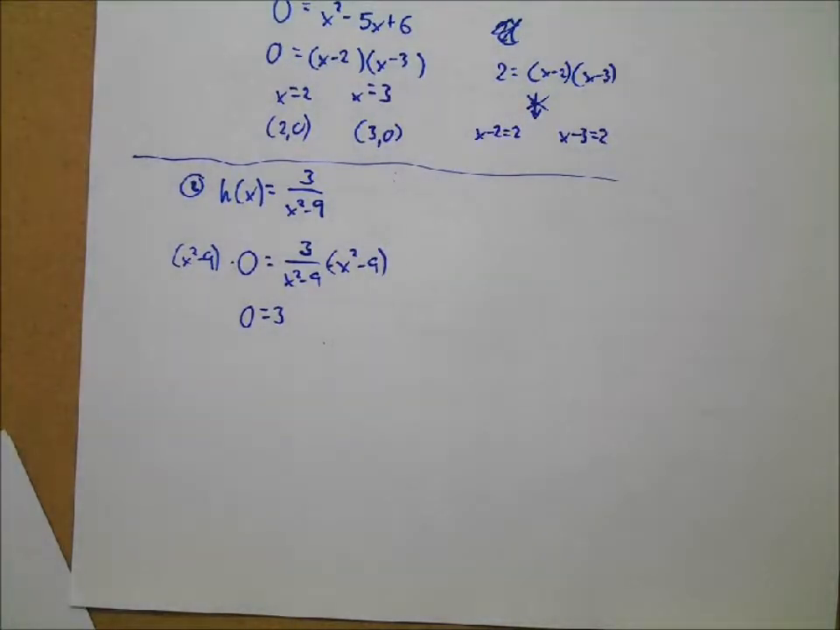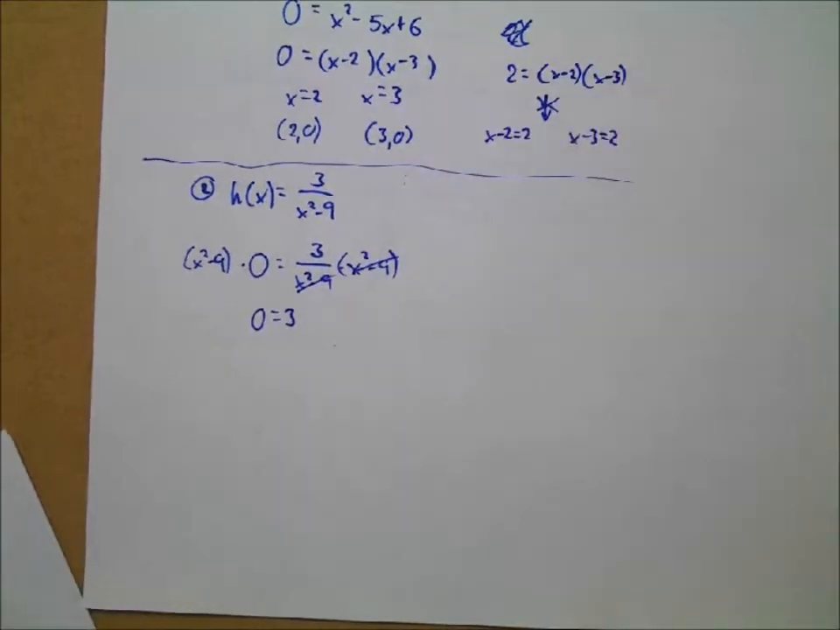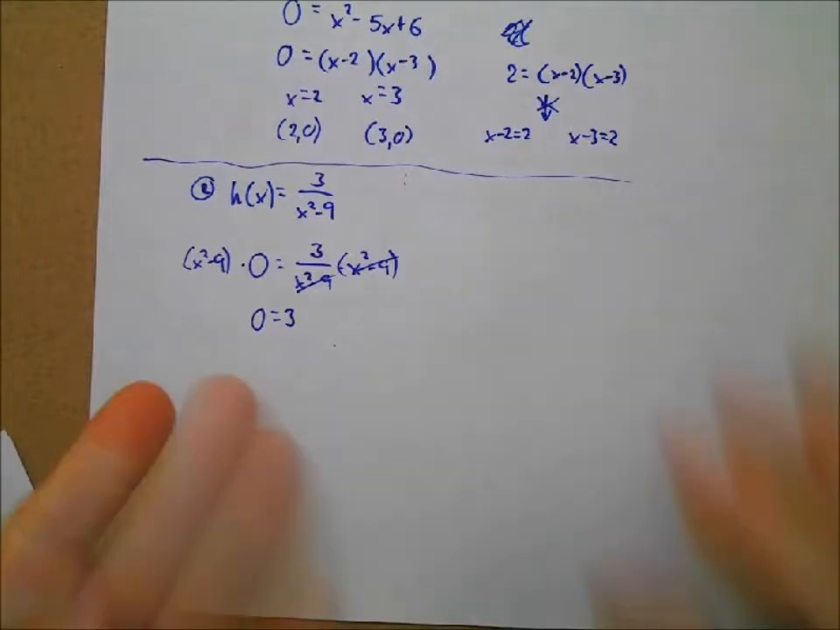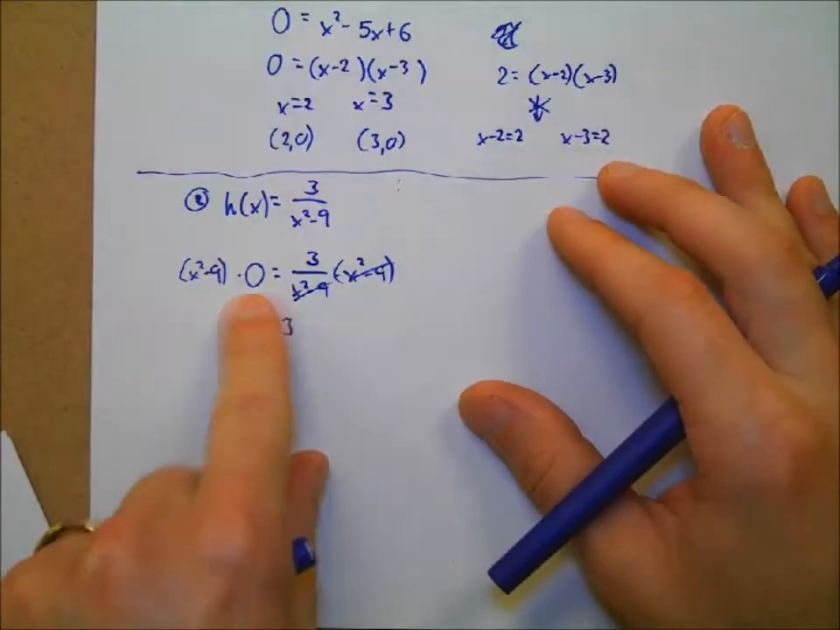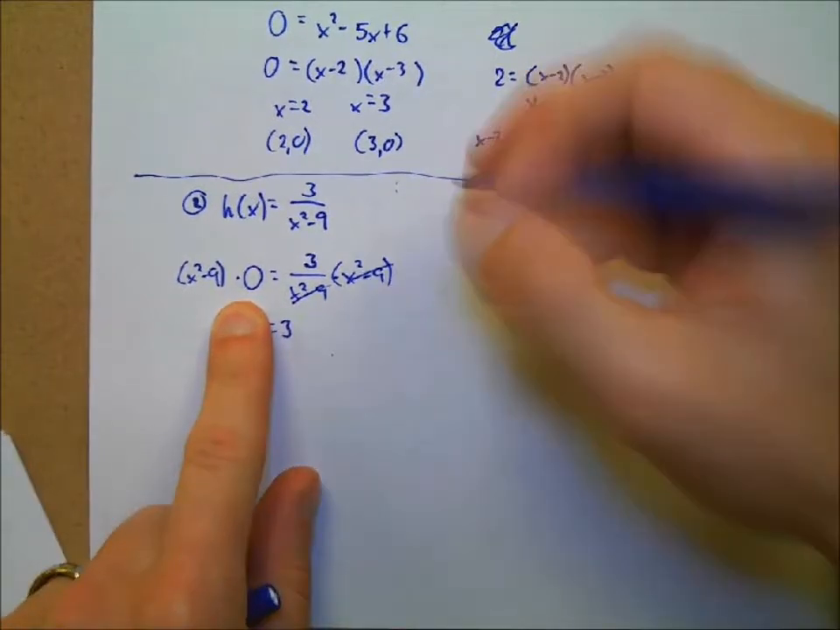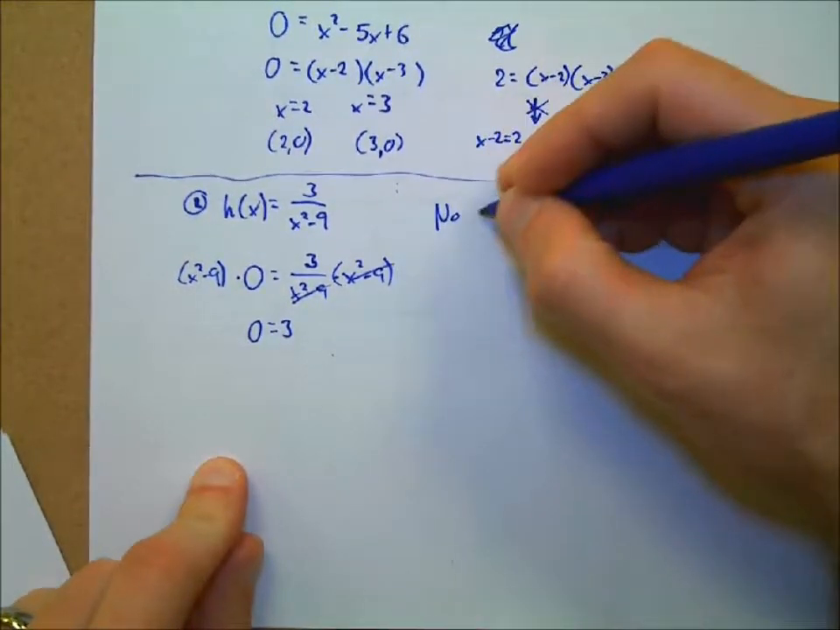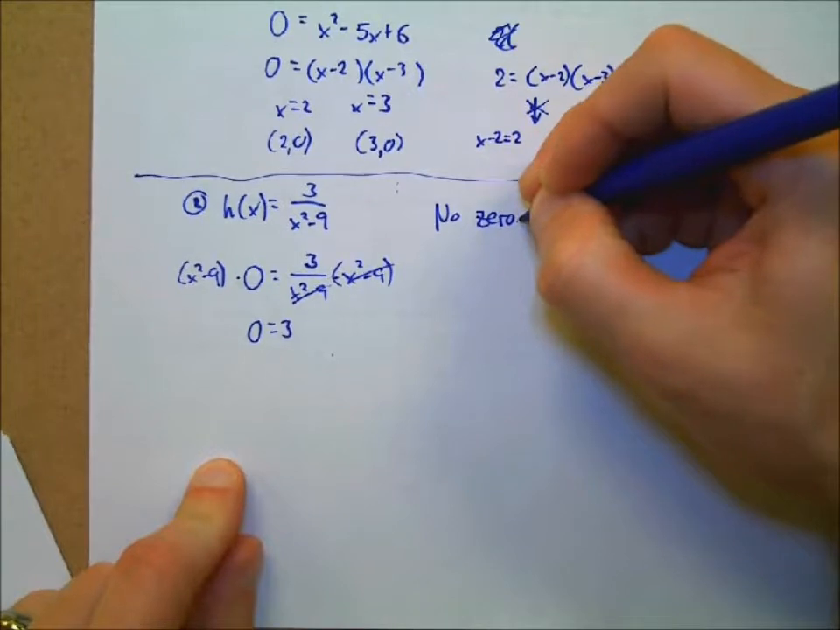So those cancel. Correct. So what does it mean? That means there's no solution. This is not true. So our original assumption that this is going to equal 0 is also not true. There are no zeros. And you can put an E or not an E, I guess.